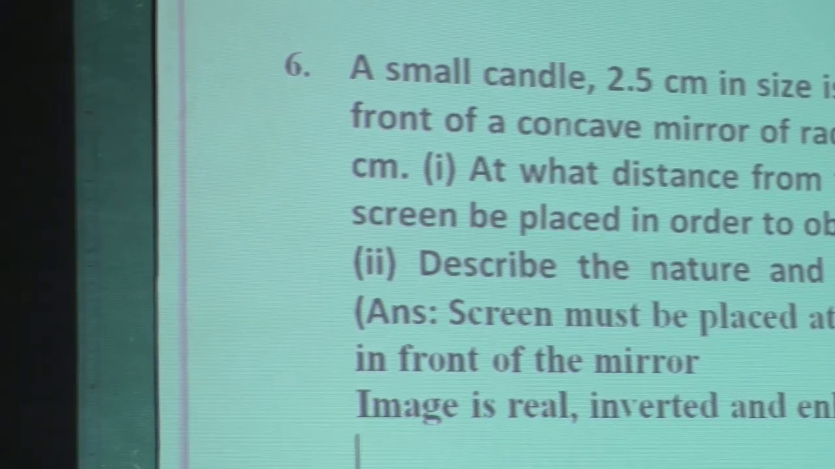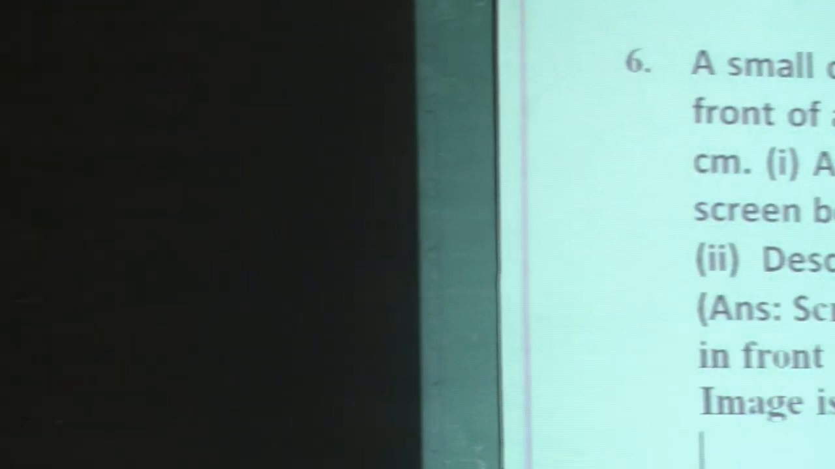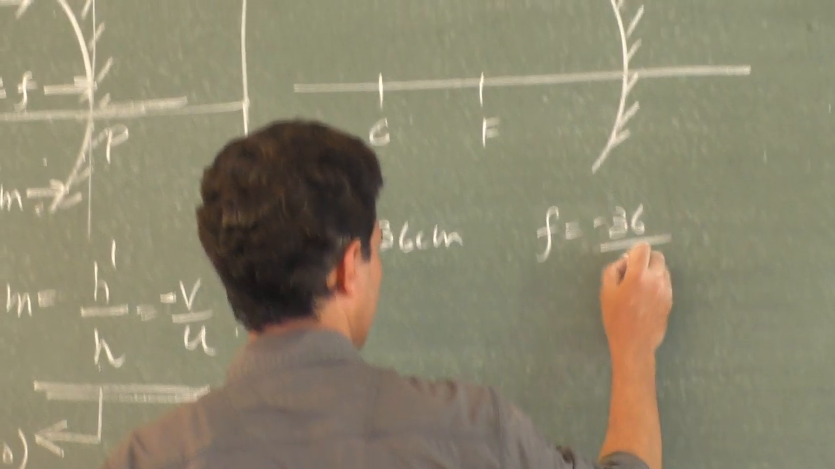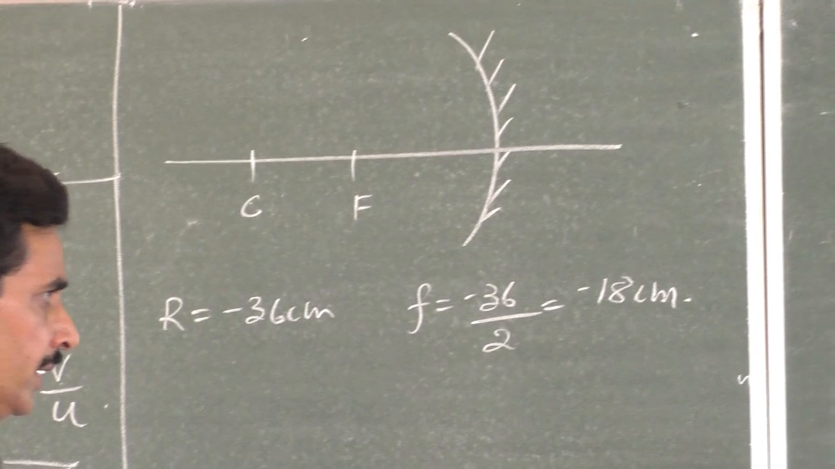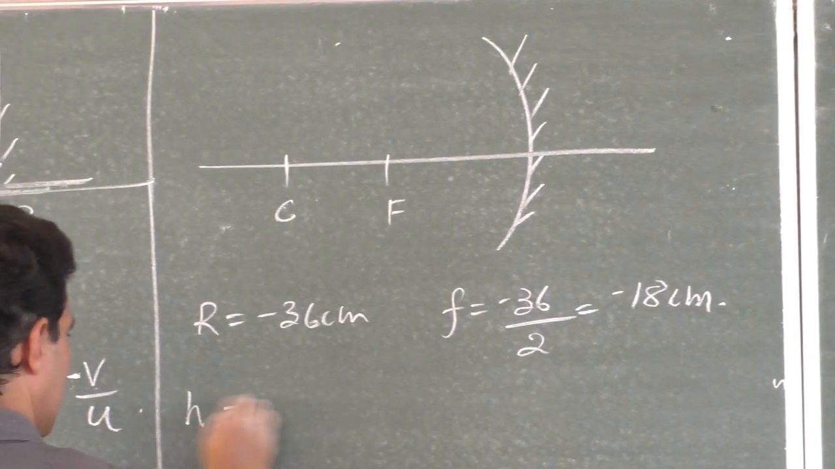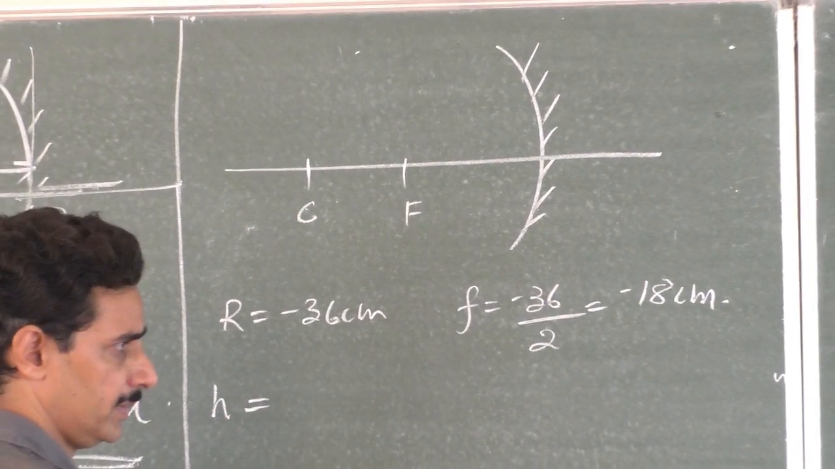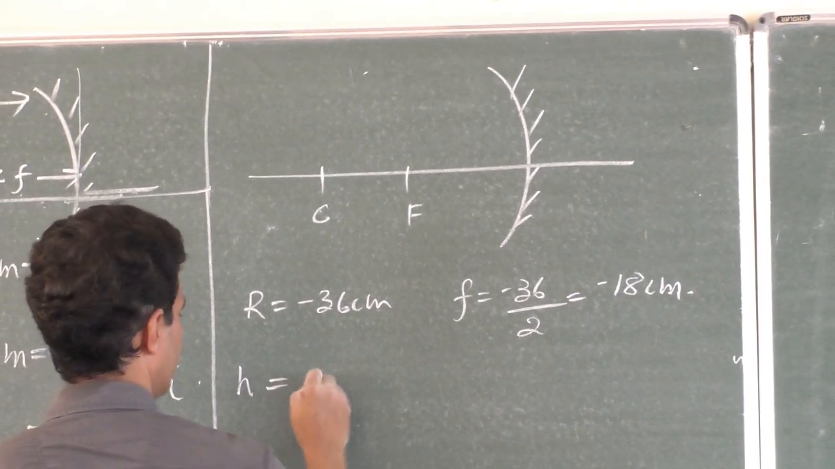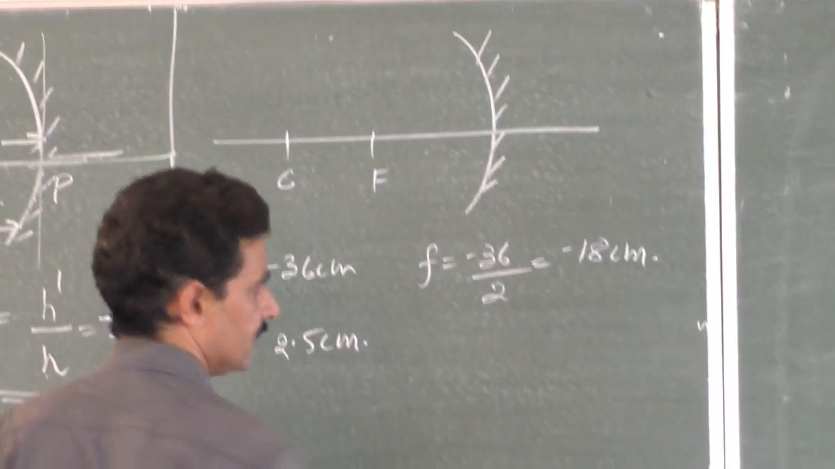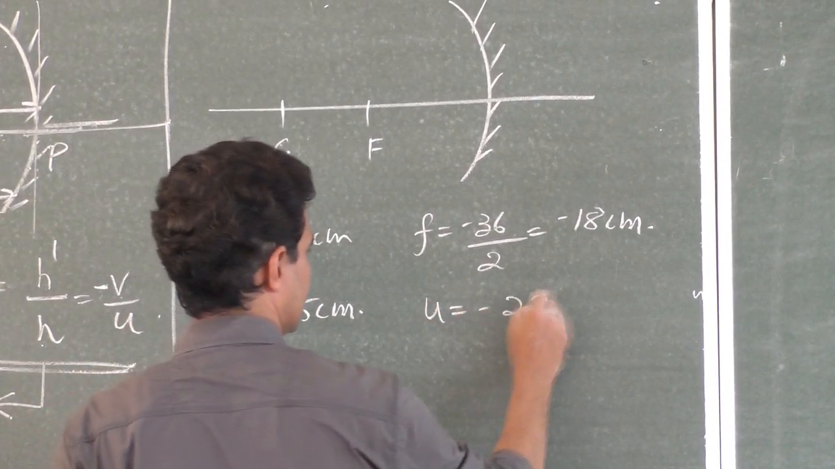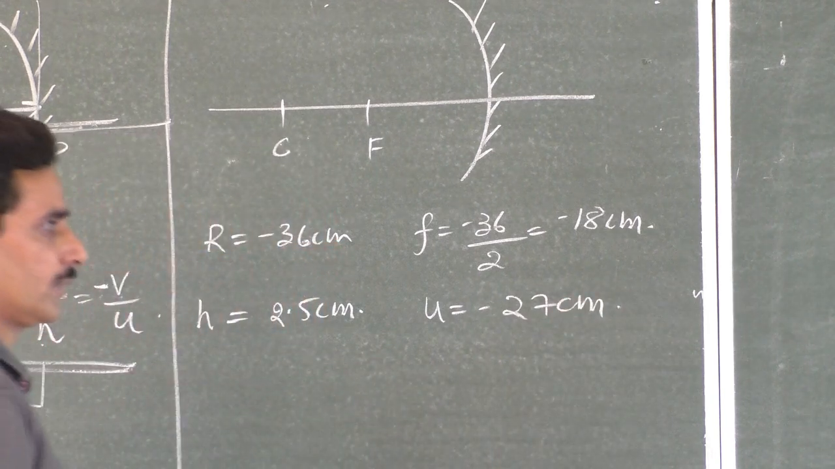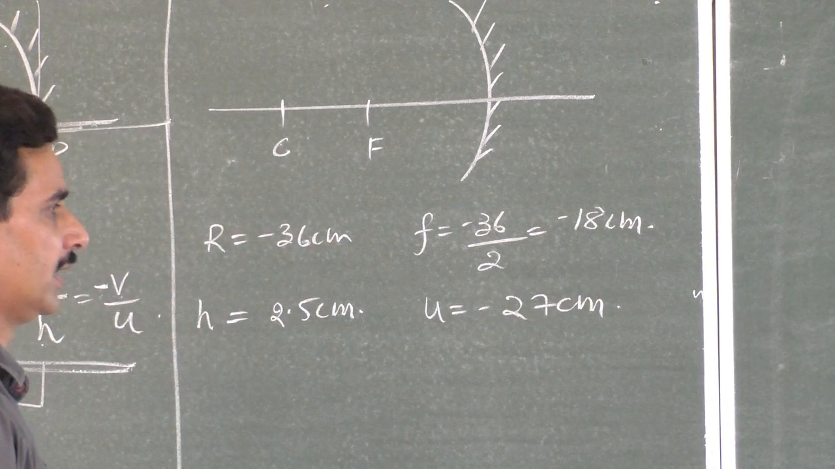Now, do you have any clues here? Yes, radius is minus 36 because the center is on this side. So focal length is minus 36 by 2, minus 18 centimeters. One data. And the height of the object, h dash is the height of the image. Height of the object is 2.5 centimeter. Let everything be in centimeters. Then object distance is minus 27, it is given. Object is placed at a distance of 27 centimeter from the mirror.